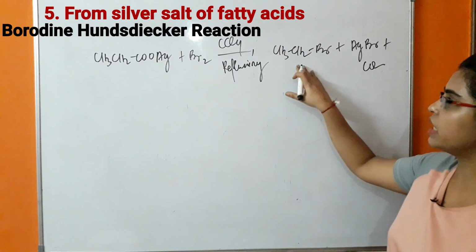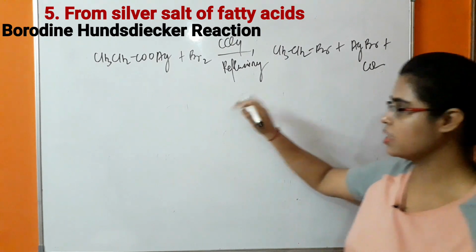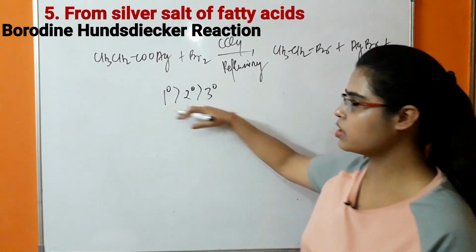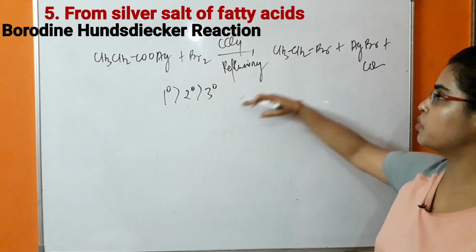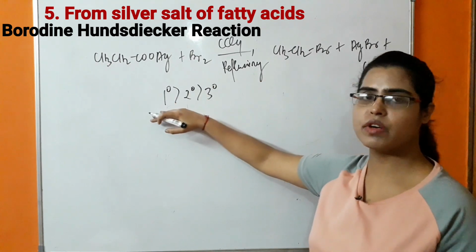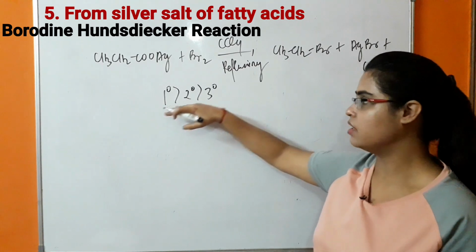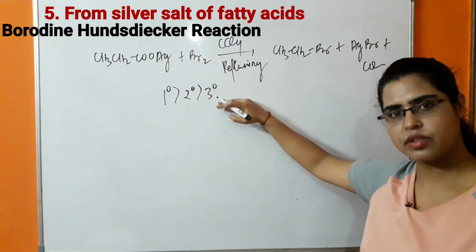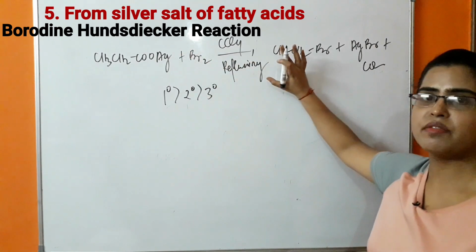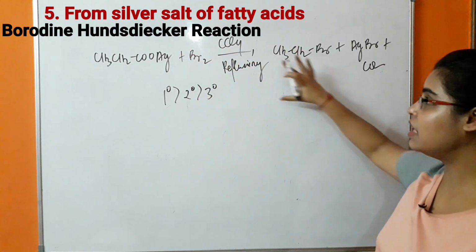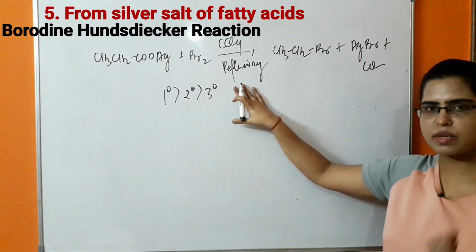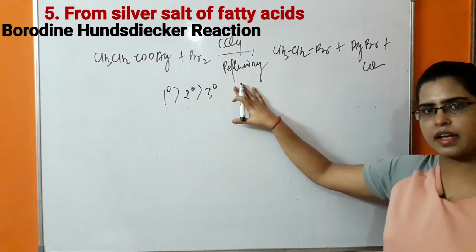So the order of yield of alkyl bromide is given as 1 degree, 2 degree, 3 degree. So this reaction is more preferred for the preparation of 1 degree alkyl halide. It means the yield of 1 degree alkyl halide is more than 2 degree and least is 3 degree. In the case of chlorination, this reaction is having less significance because the yield is poor. So this reaction is known as Borodine Hunsdiecker reaction, or simply called Hunsdiecker reaction.